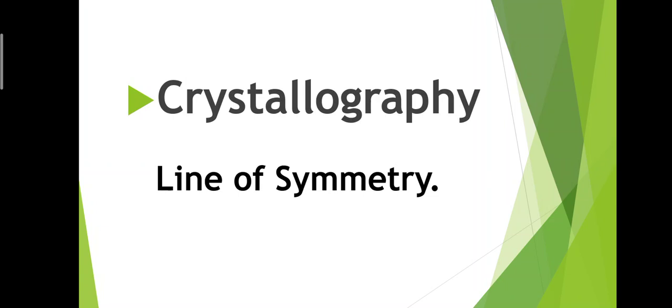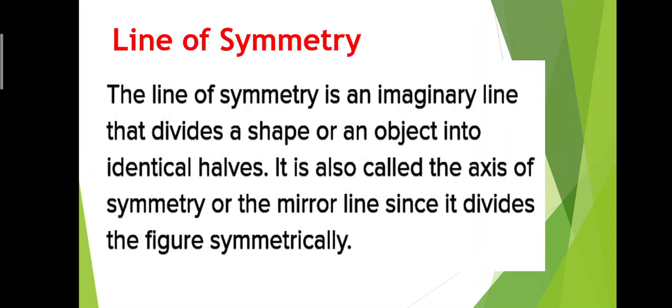Line of symmetry. The line of symmetry is an imaginary line that divides a shape or an object into identical halves. It is also called the axis of symmetry or the mirror line, since it divides the figure symmetrically.